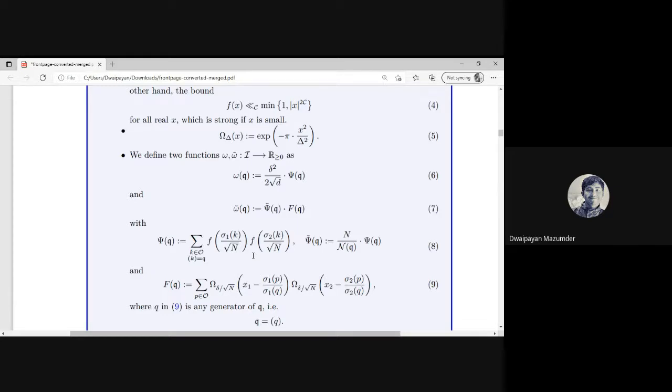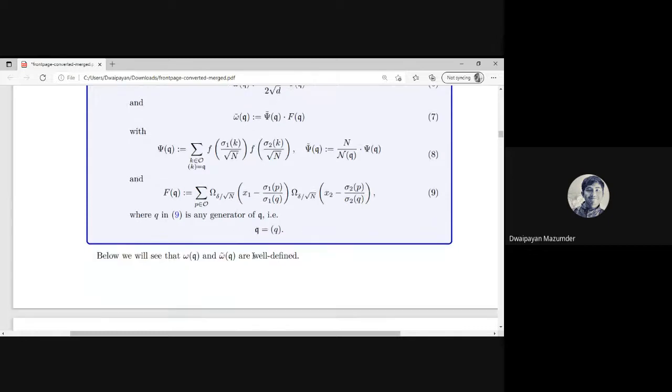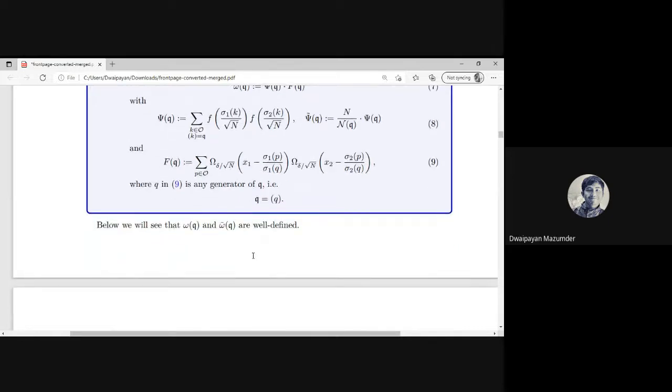And your f_q is actually defined as the summation over p belonging to O, the ring of integers. The summation runs over all elements of the ring of integers, of this omega. So in the place of capital delta you are taking small delta by square root of n, and in the place of x you are taking x_1 minus sigma_1(p) by sigma_1(q), just as I was saying that we will take that eventually. And q is one of the generators; any generator you can take for q.